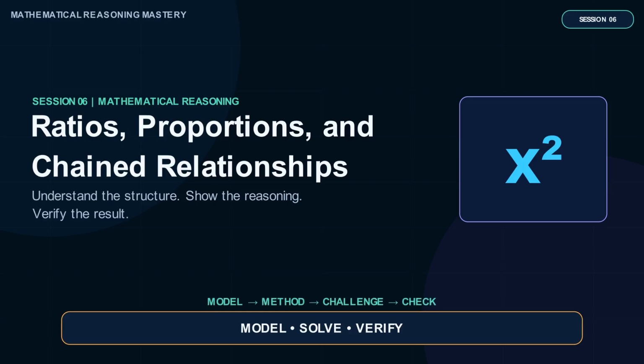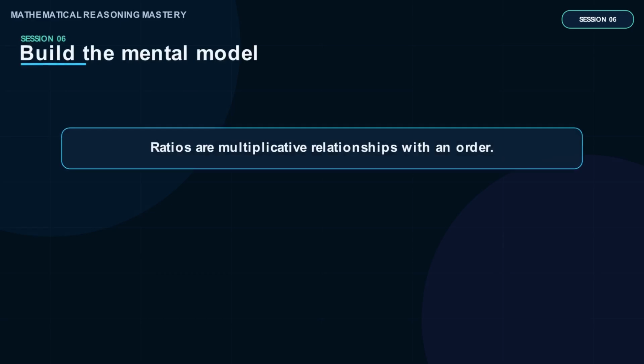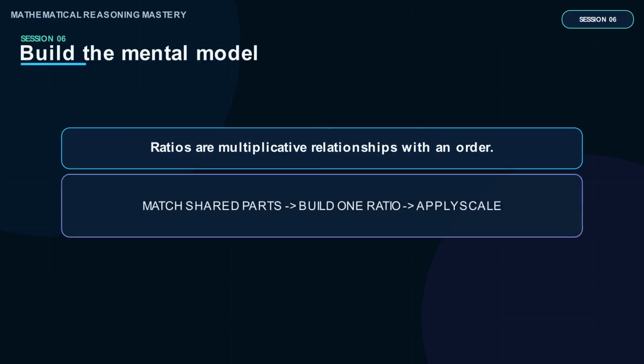Keep a pencil ready. We will build a mental model, use a repeatable method, solve a demanding example, diagnose an error, and finish with an independent checkpoint. Start with this principle: ratios are multiplicative relationships with an order. Use this visual structure: match shared parts, then apply the ratio, then apply scale. Read every symbol and label before calculating.